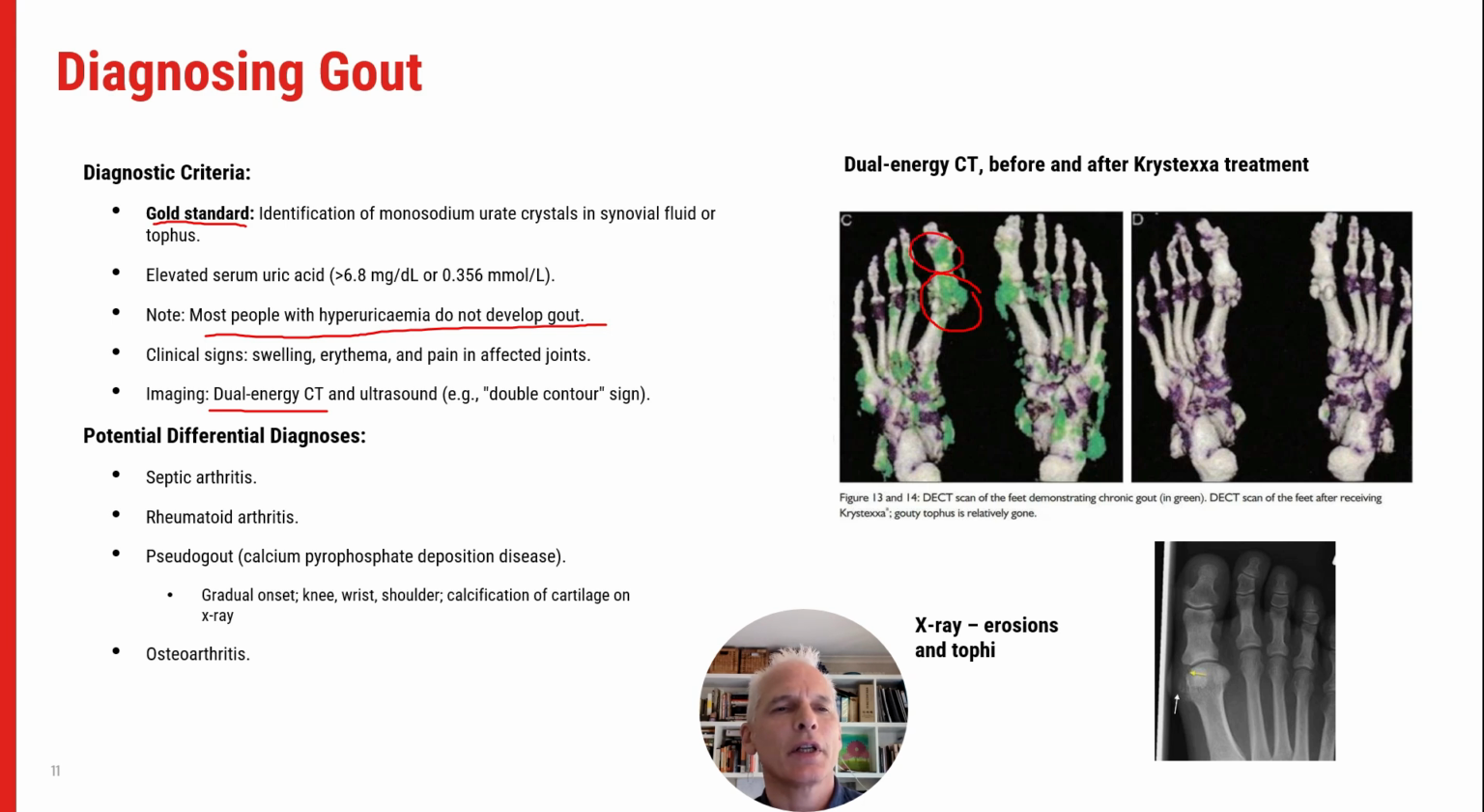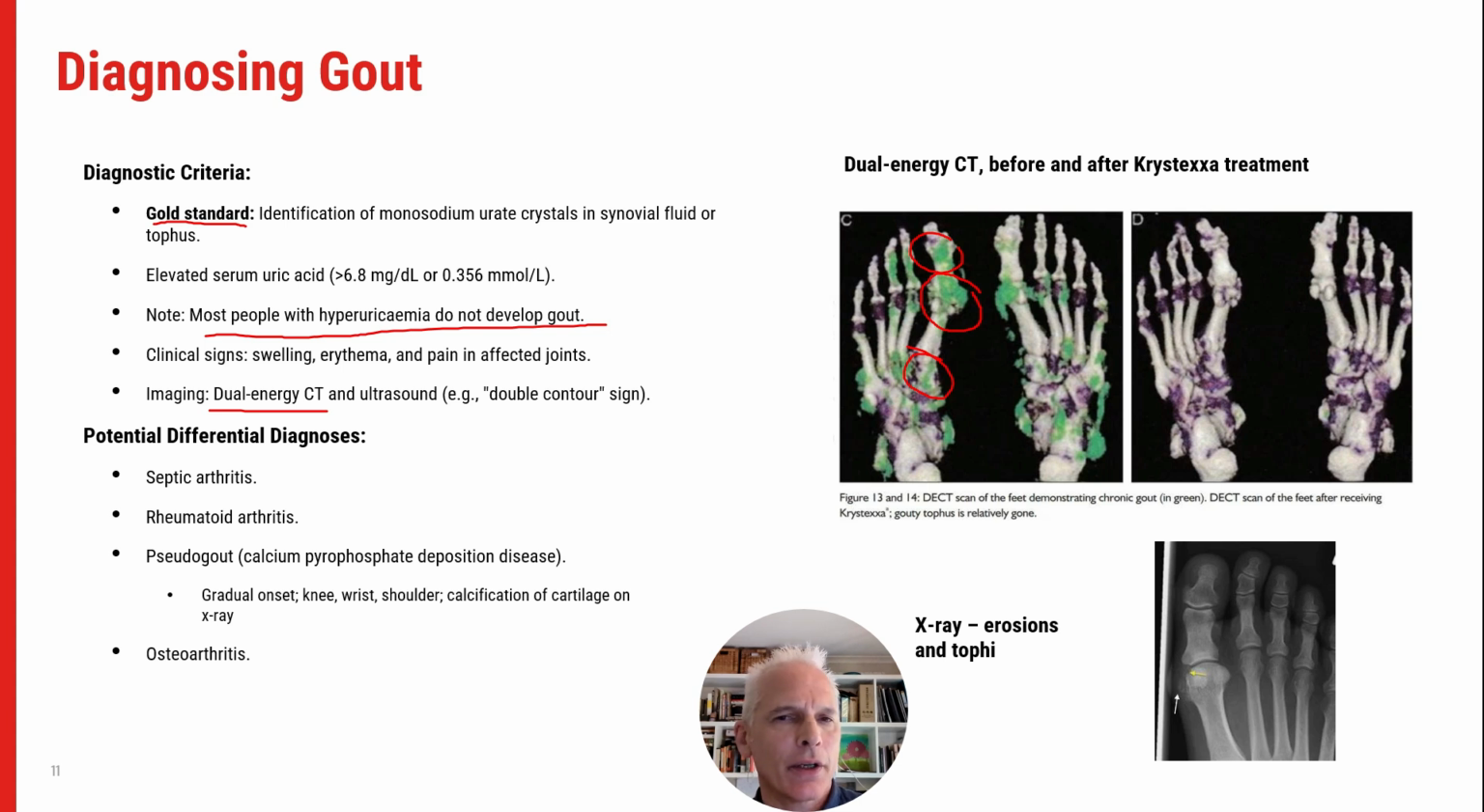Wherever it's deposited in the foot, it'll show up. So dual energy CT scans are actually pretty good things to use if you're trying to diagnose gout, and also just to see the extent that the monosodium urate has developed in the foot. You can also use an ultrasound, and that will particularly look for something called the double contour sign, which I'll show you in a second.